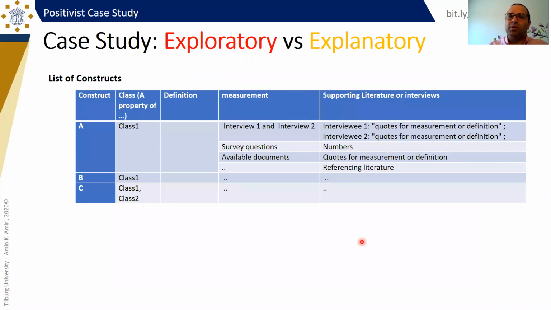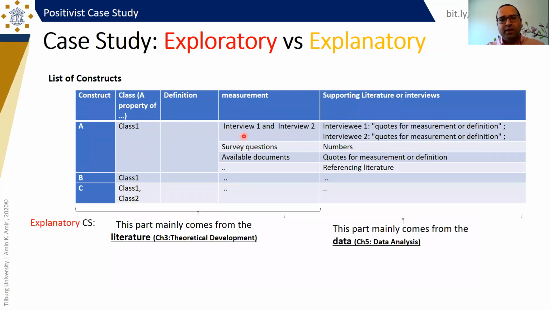What's the difference between exploratory and explanatory? Here is the difference. In the explanatory case study, the name of the constructs, its definition, and the way it measures roots in literature. So you do a thorough literature review, you create a construct, its definition and measurement, you add them to the model, to your thesis. The support for these constructs in the explanatory case study comes from data. That means this construct existed in reality with interviewees and some others.